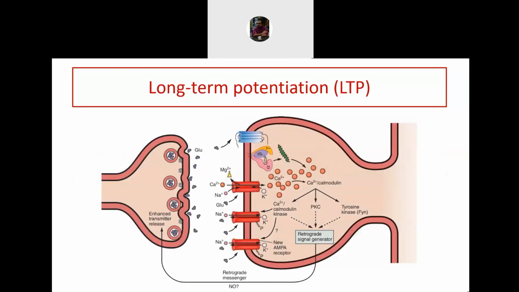And finally, we come to a mechanism called long-term potentiation. It's a very common idea that if you read something again and again, you remember that better. So how is it that reading something again and again or doing an activity or practicing something again and again makes you perfect on that? This kind of long-term learning can be explained by a phenomenon known as long-term potentiation.